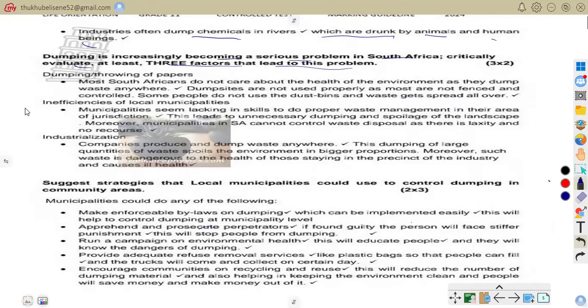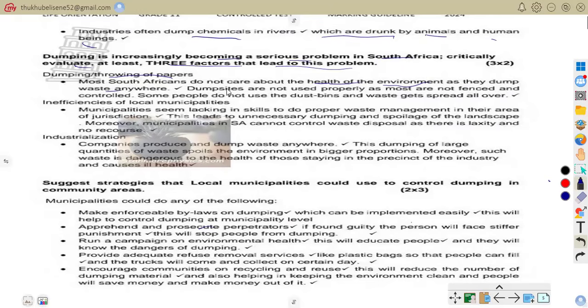The first one is dumping or throwing papers, people throwing waste carelessly. That is why it says most South Africans do not care about the health of the environment as they dump waste everywhere. Many people do not care for the environment. They throw rubbish everywhere.